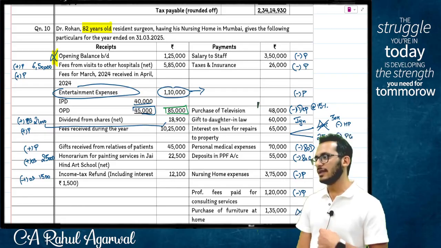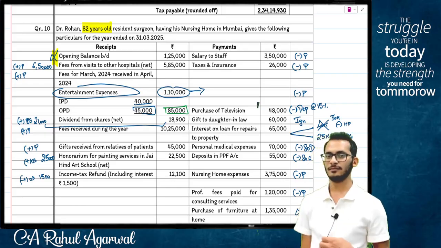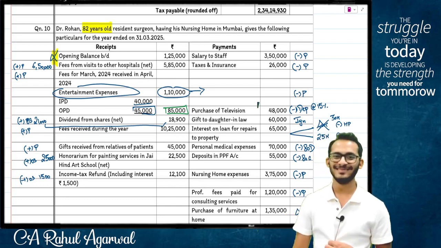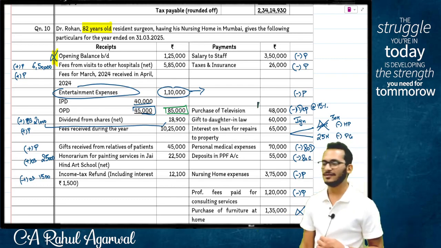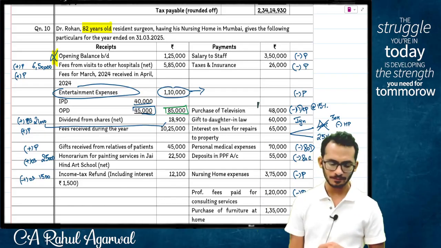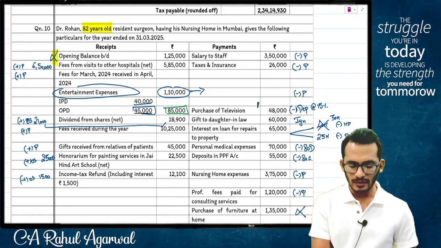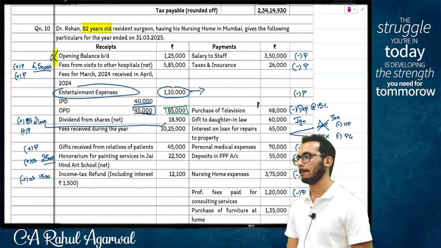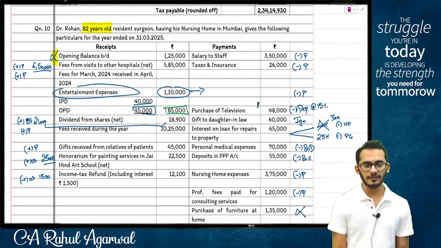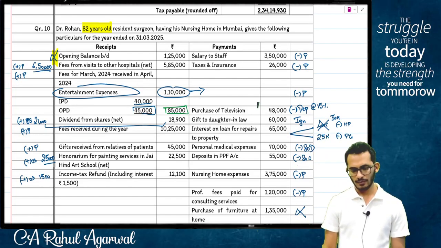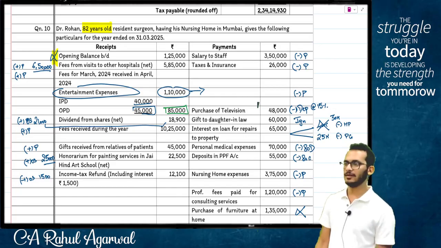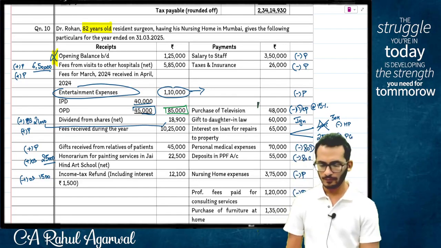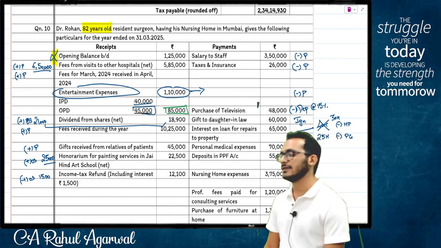Point number B, section 194J. People don't write capital. Capital is understood. Section 194J. Add both the numbers and do 10%. Professional services. 6,50,000 plus 25,000 into 10%. TDS is 67,500. Total the TDS.